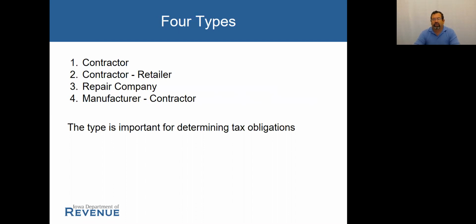Contractors, contractor retailers, repair companies, or a manufacturer contractor. There are four types. And the type of contractor is important for determining the tax obligations for that entity.